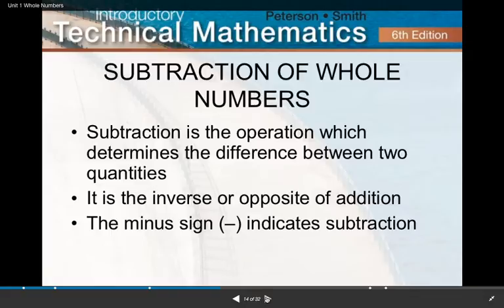Okay, now for subtraction. Subtraction is the difference between two quantities. Numbers would be quantities in this case. And in subtraction, your answer is called the difference. It's the inverse operation of addition. Inverse means opposite. And we know that it's subtraction because it has a minus sign.